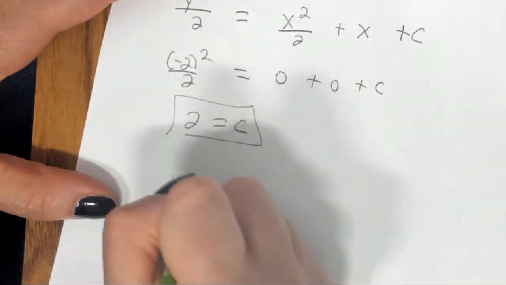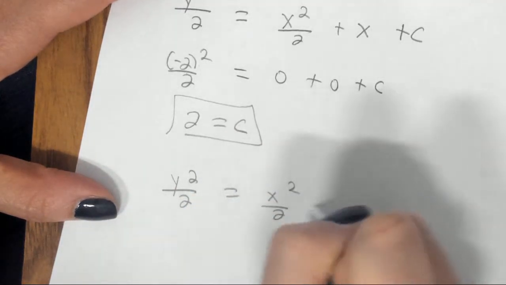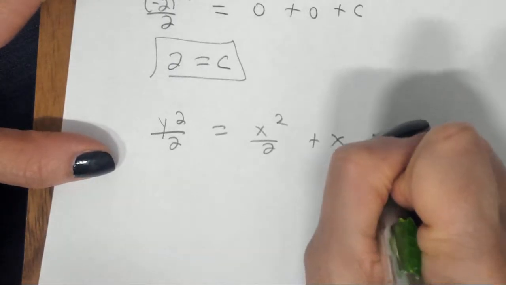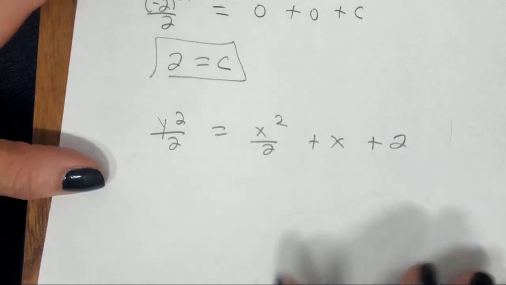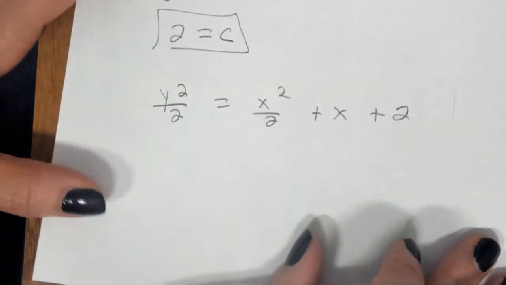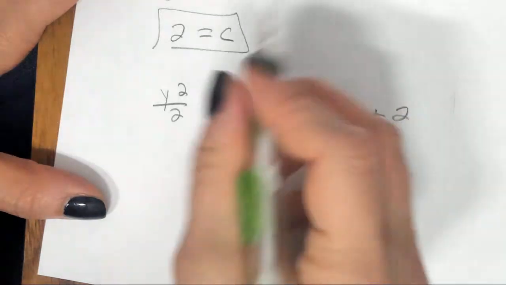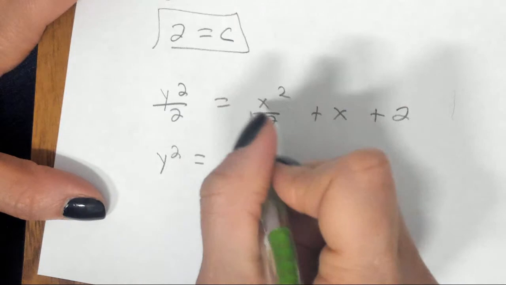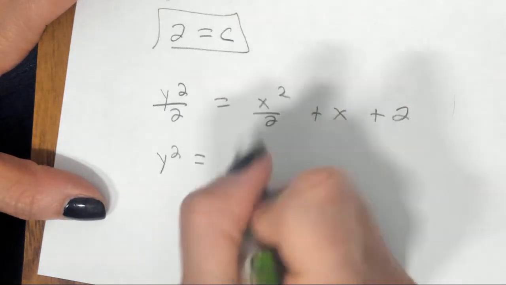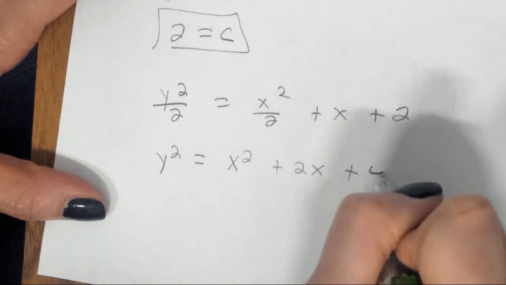So I'm trying to get this by itself. Right now, I'll rewrite this, but instead of just c, I will write 2. Okay, now let's get y by itself. So I need to multiply everything by 2. So I have y squared equals, when I multiply this by 2, I just get x squared plus 2x plus 4.